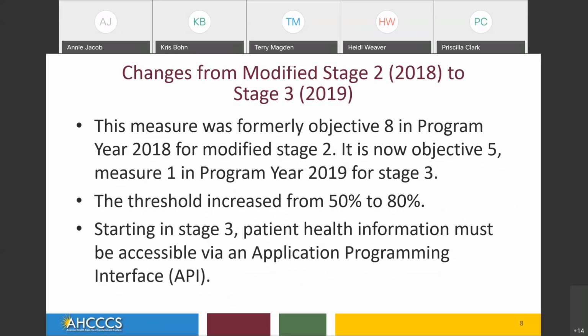So let's first discuss the changes from Modified Stage 2 in 2018 to Modified Stage 3, or to Stage 3. This measure was formerly Objective 8 in program year 2018. Now it is Objective 5. The threshold has increased from 50% to 80%. Starting in Stage 3, patient health information must be accessible via an API.